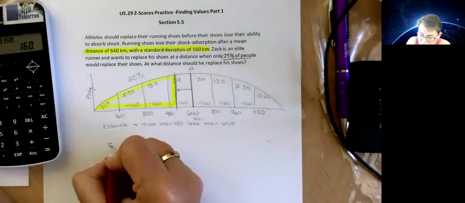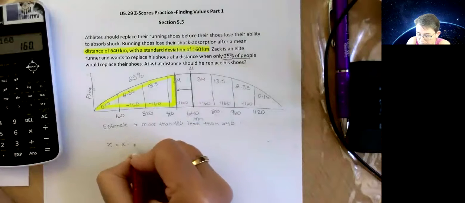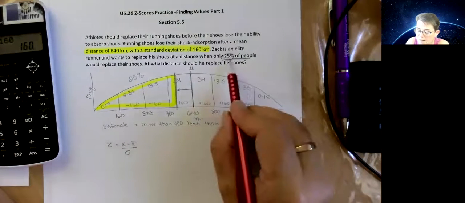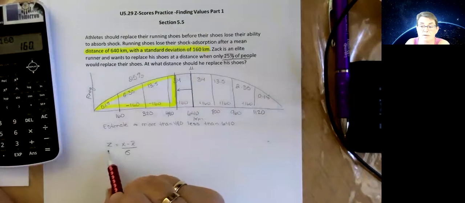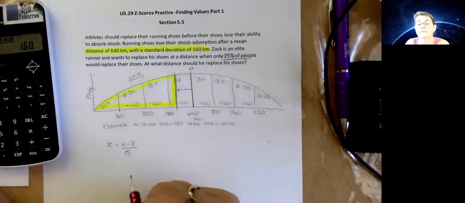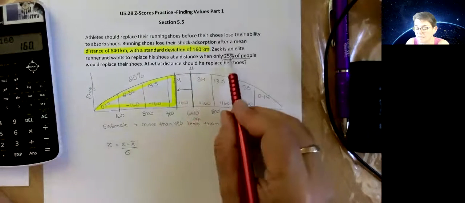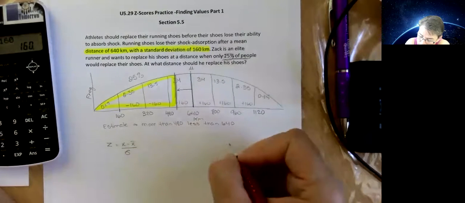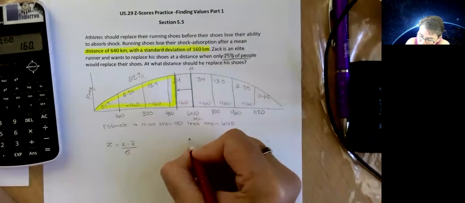So my Z-score is equal to x minus x bar over sigma. This is my Z-score. No, it's not. Nope, nope, nope. This is from my table. All right, I'm going to get there in a minute. All right, so the 25%.